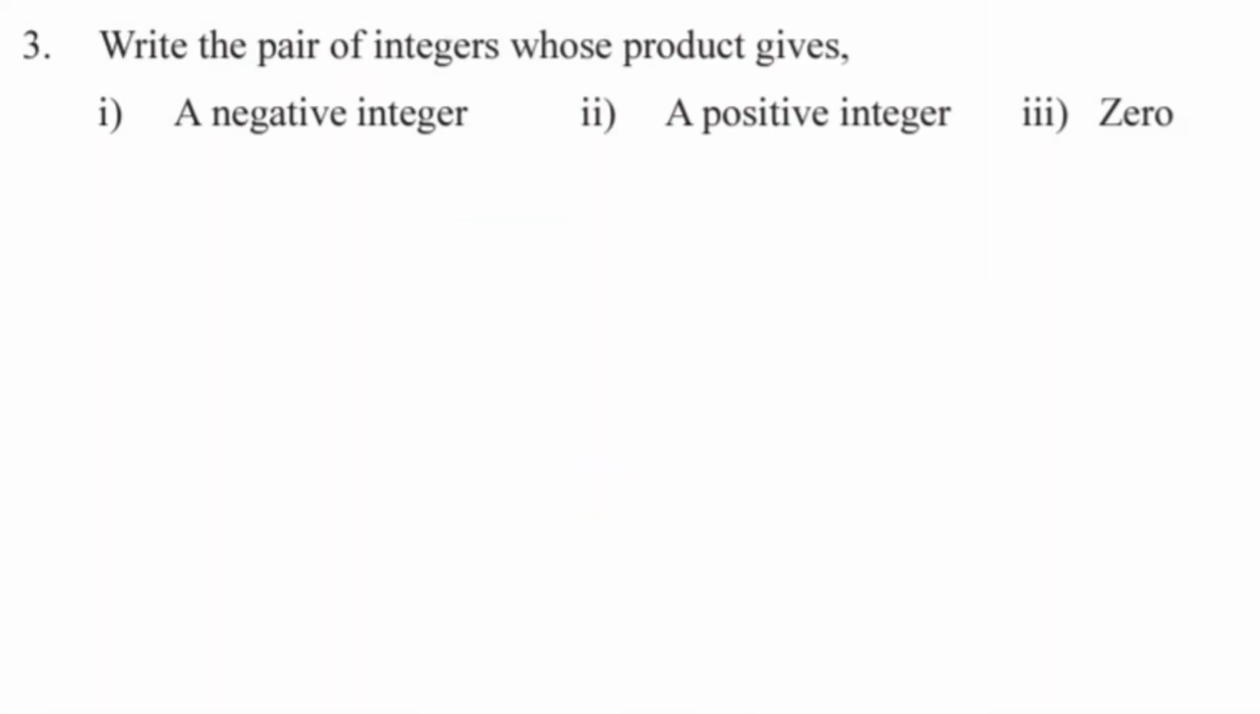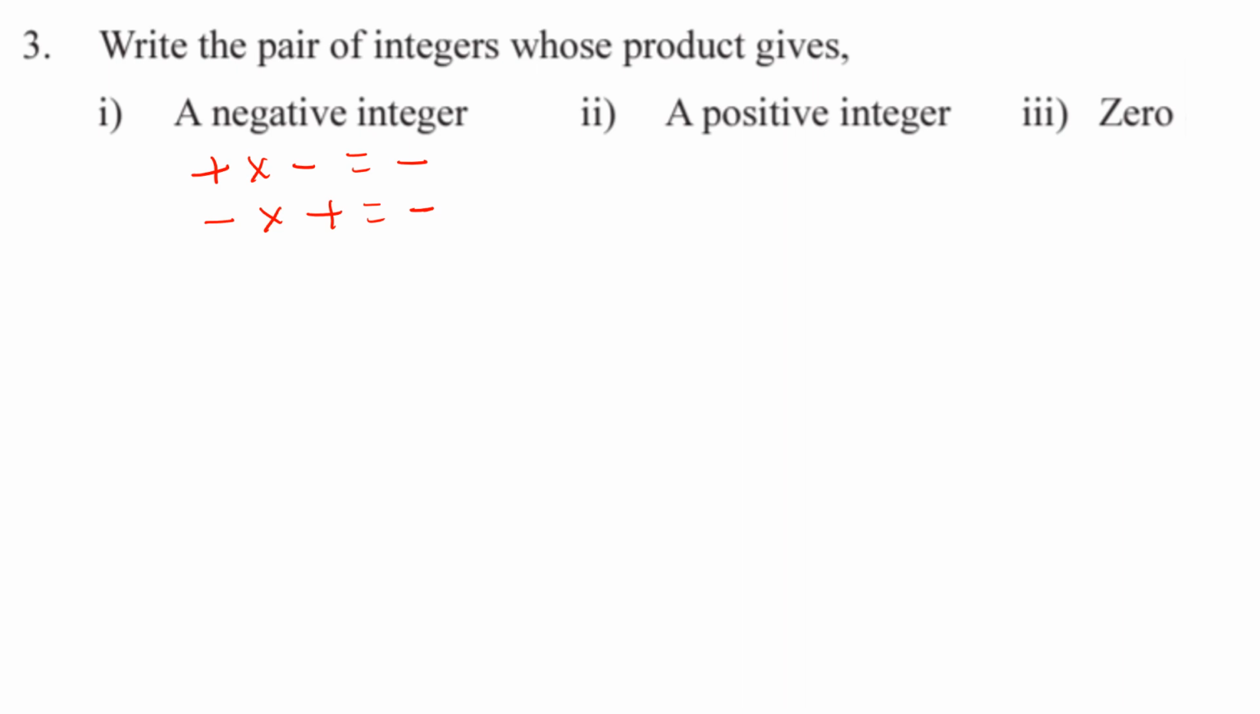Okay, question number 3. Write the pairs of integers whose product gives a negative integer, a positive integer, and the third one is 0. Let us see the first one: write the pairs of integers whose product gives a negative integer. Already we know that plus into minus should be minus, minus into plus should be minus only. So when we multiply one positive and one negative, it becomes a negative integer.